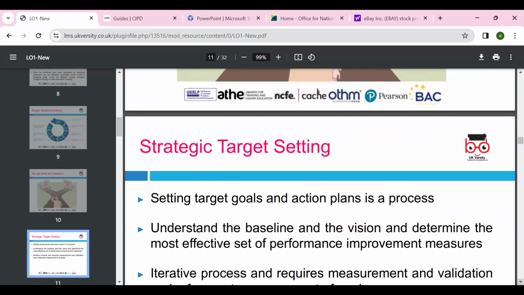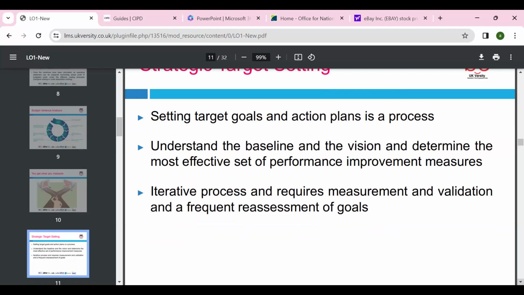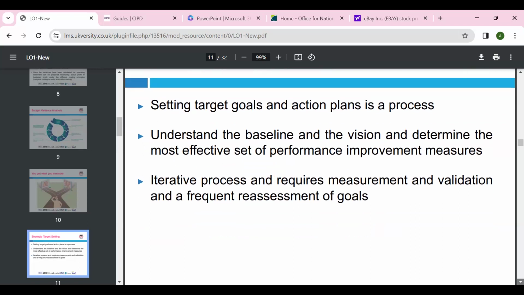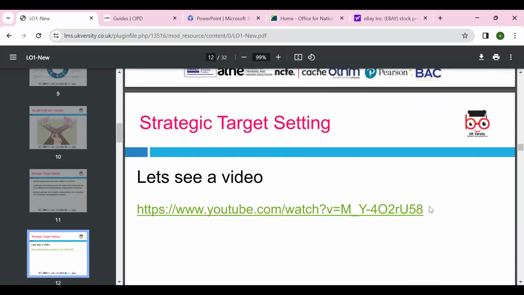Strategic target setting. When you look at the target in the long run, the action plan and budget and the variance always need to be thought about. Understand the baseline and the vision and determine the most effective set of performance improvements, with a process which requires measurement, validation, and frequent measurement of the goals. We have a video which we can explore in our time, about when we say targets need to be realistic. Strategic target setting means long term. Always we have data, information, and knowledge, then we can set the target, which needs to be a realistic target.